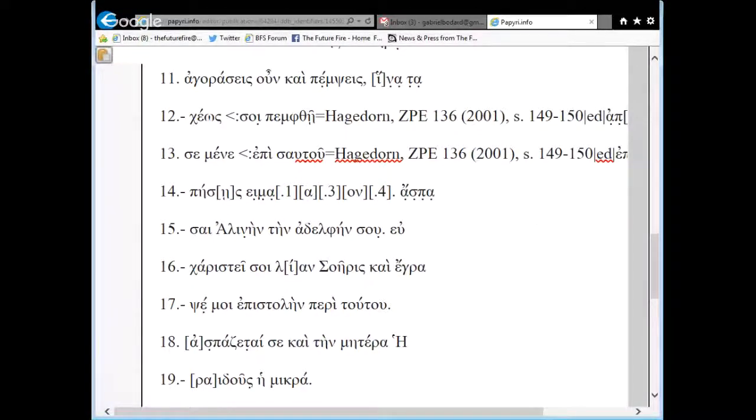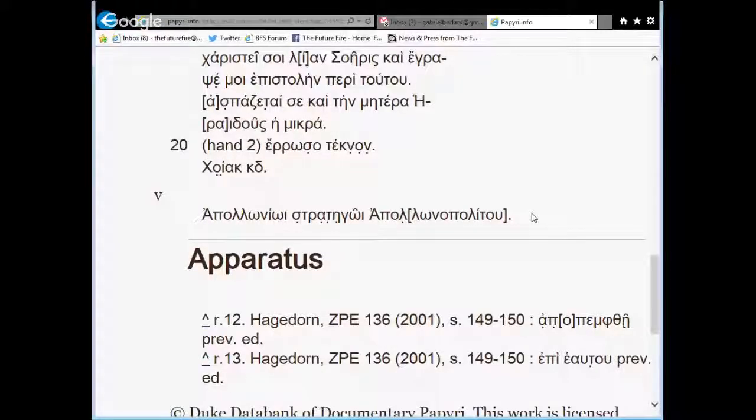And I'm then going to go to the top of the screen and select the preview button as Lucia showed you earlier. And what happens there is you can see that it has created two apparatus entries that says this good reading, which was up in the text just off the screen, is by Hagedorn. The previous edition said apopempfair. Okay, so it is correctly rendered as we would expect the Duke Databank to render the editorial readings that way.